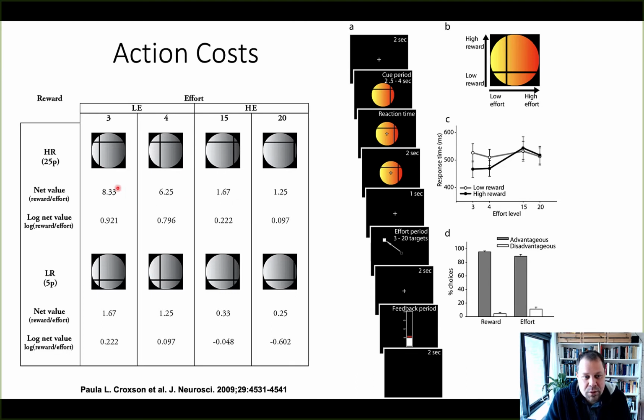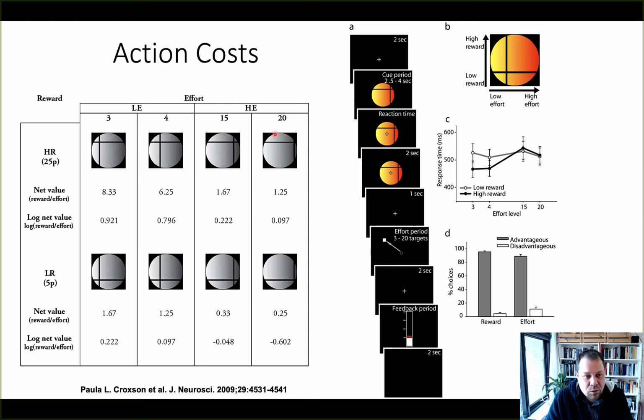And in this experiment, the amount of money earned per cancelled target is 25p, so pence, in terms of UK or British pounds, in the high reward condition, and in the low reward condition, it was 5 pence, so much less than that. And then the experimenters used different levels of effort, namely low effort and high effort, and within each condition, 2 different levels again. So in the low effort, the participants had to cancel 3 targets or 4 targets, and in the high effort conditions, 15 or 20 targets. And this was indicated to participants during the cue periods at the very beginning of such a trial.